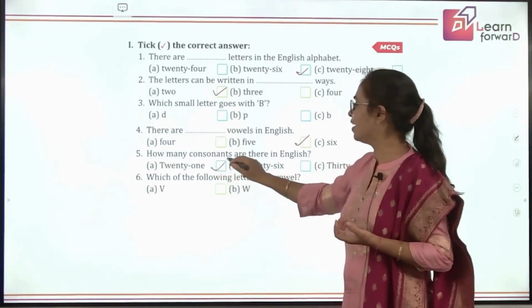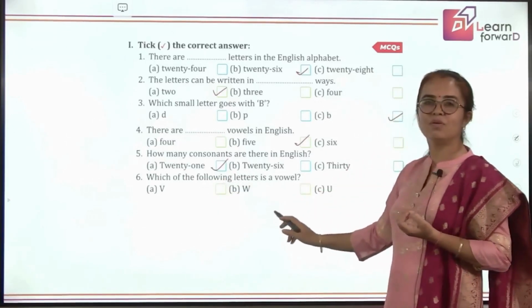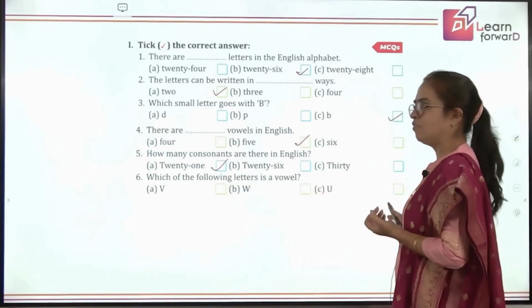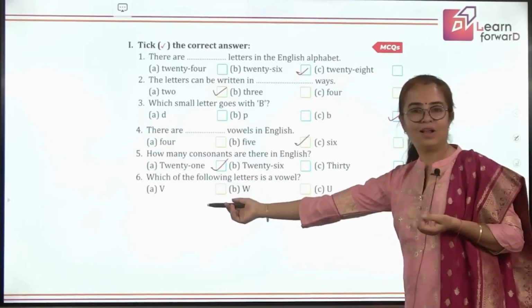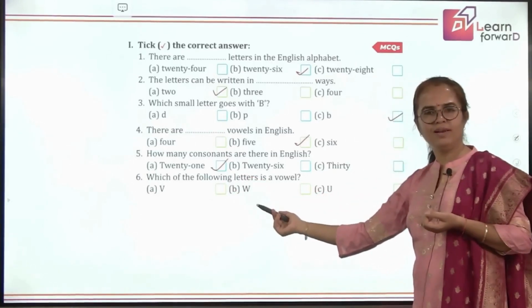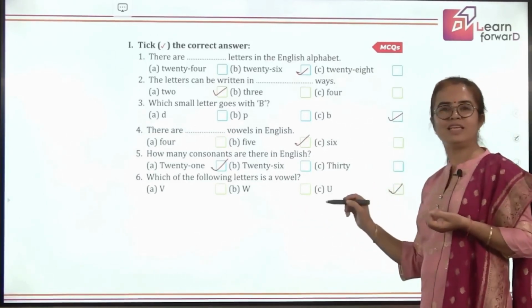And here's your answer. Okay, now, which of the following letters is a vowel? Can you identify? Is V a vowel? No. Is W a vowel? No. Yes, U is the vowel out of these.